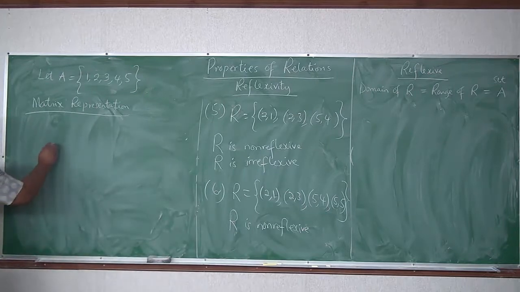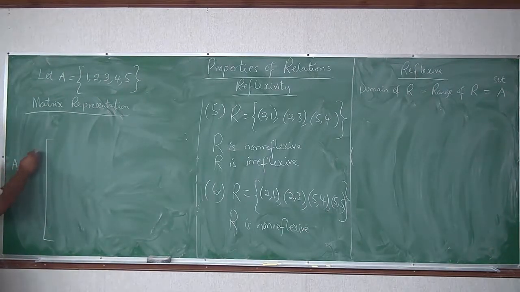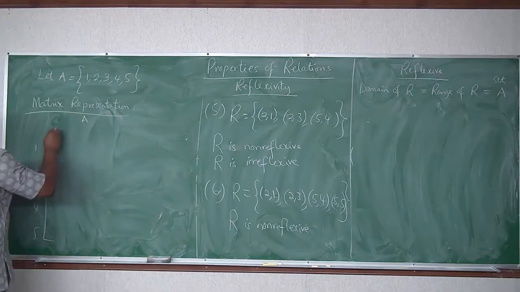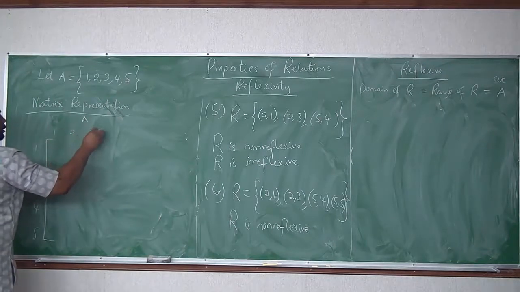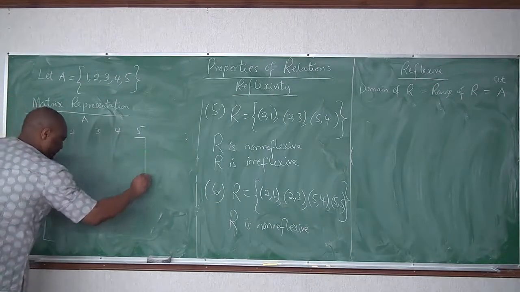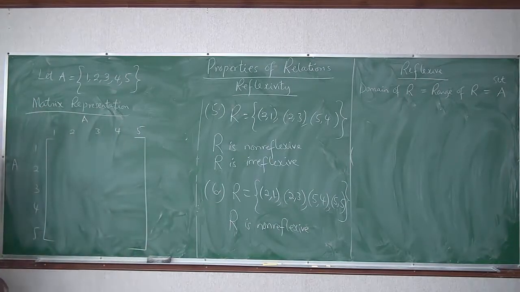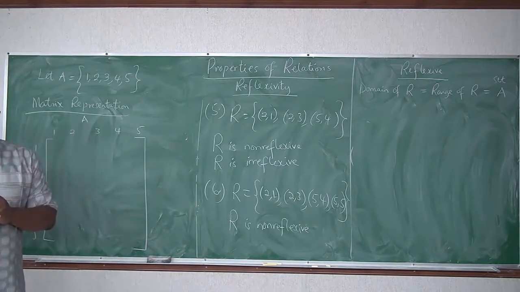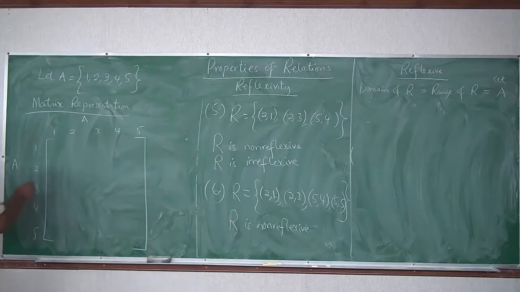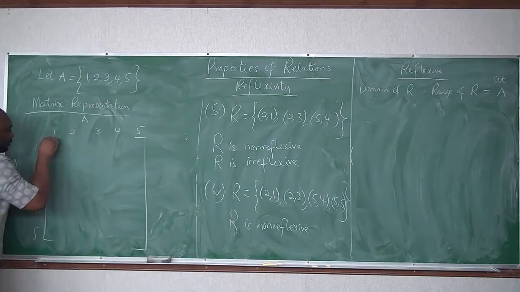So if you look at this from what we did earlier on, you have A, 1, 2, 3, 4, 5. You have A here, 1, 2, 3, 4, 5. We talked about matrix representation in the first video, so you can look at the first video. So at least you must have 1, 1.